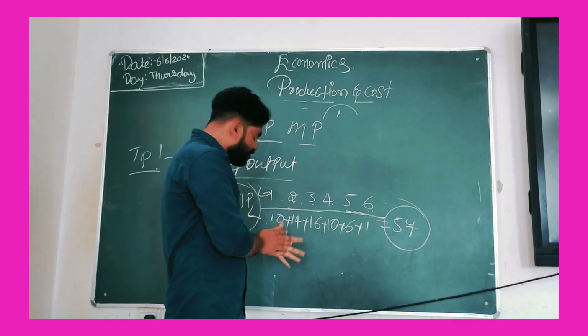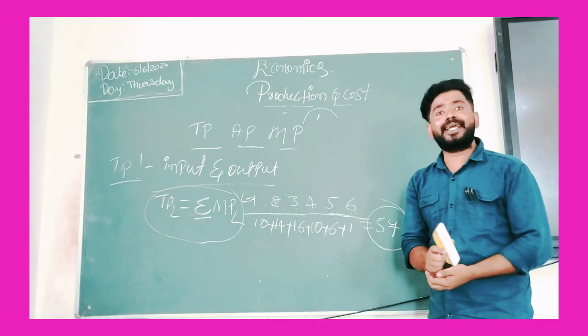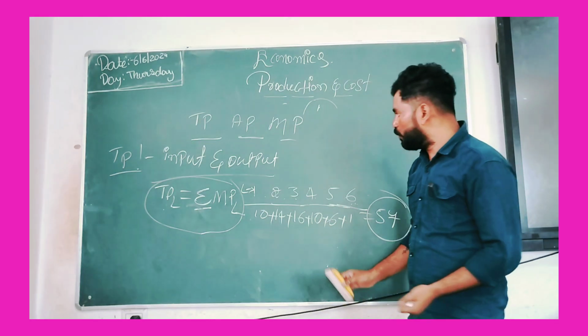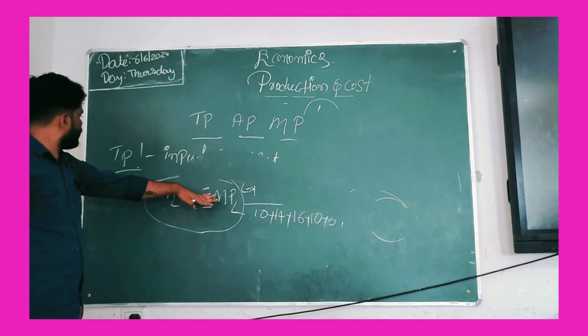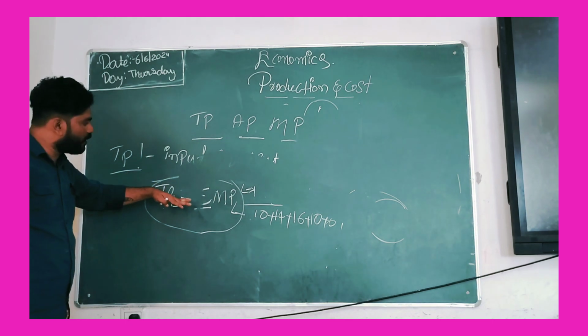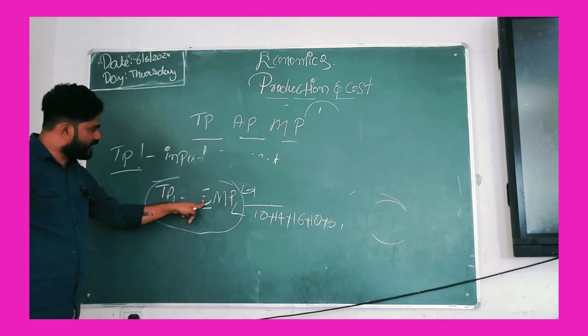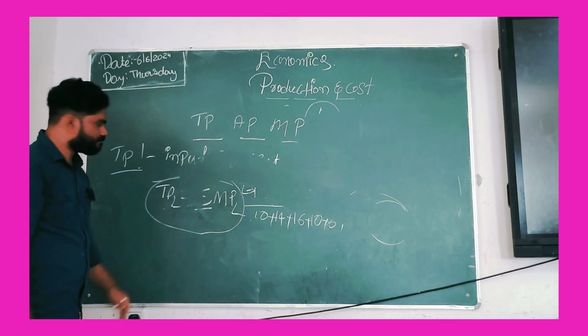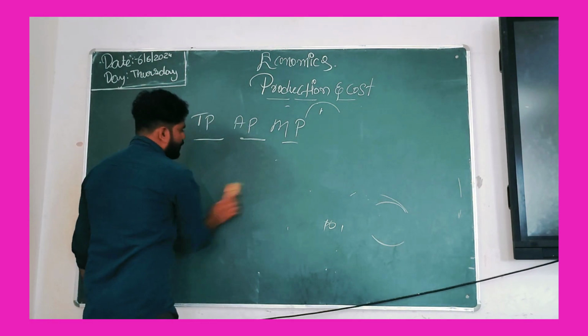The total production is the relation between various outputs and inputs. Next, we completed total production. How to find out total production? TPL is equal to sigma MPL. Next, we move on to AP. How to find out AP?